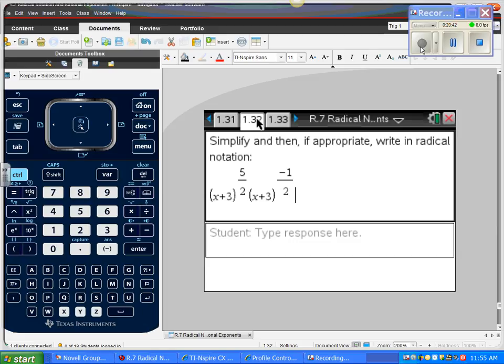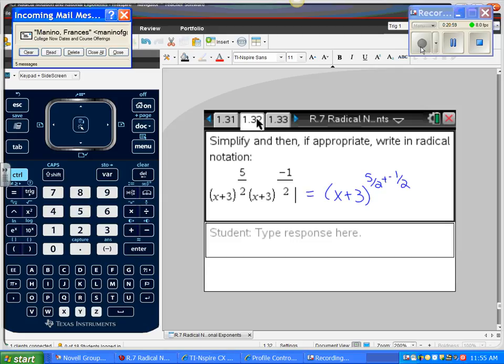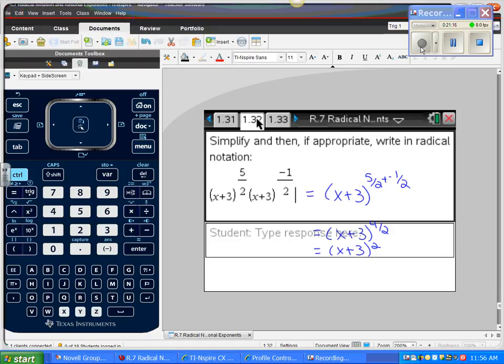All right, simplify, and then, if appropriate, write in radical notation. We have common bases here. X plus 3 is our common base. So all we have to do is add these exponents. So we get x plus 3 raised to the 5/2 plus a negative 1/2, which is going to give us x plus 3 to the 4/2, or x plus 3 squared. Now, it wouldn't be appropriate for this to be put in radical notation. So we're going to leave this as x plus 3 quantity squared. It's no longer a rational exponent.